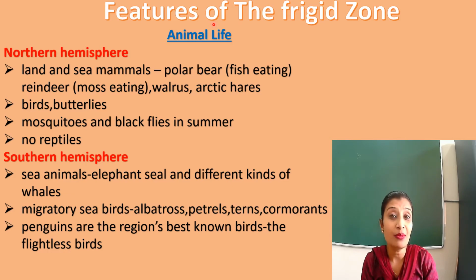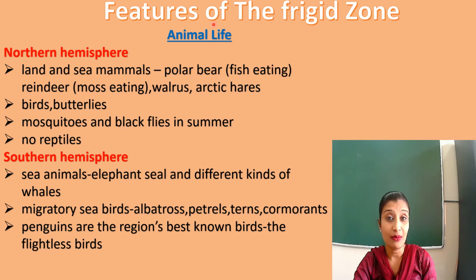Have you all seen some animals feed milk to their young ones? Can you name such animals? Yes, cows, dogs, cats, goats, elephants. They give birth to their young ones and they also feed their babies with milk. They are all mammals. In the northern hemisphere, you will also find birds and butterflies. You will find mosquitoes and black flies in summer. But there are no reptiles found in the frigid zone.